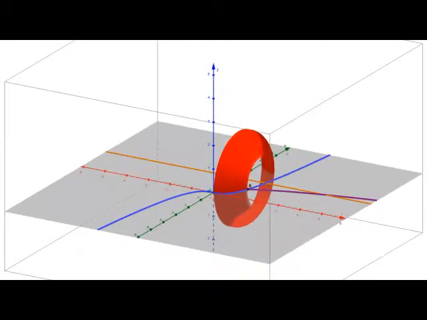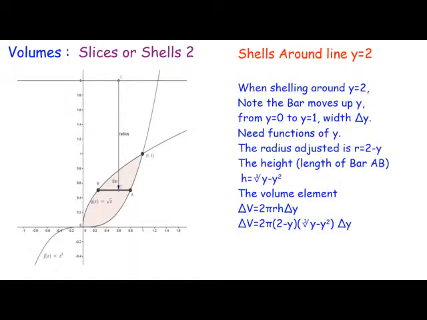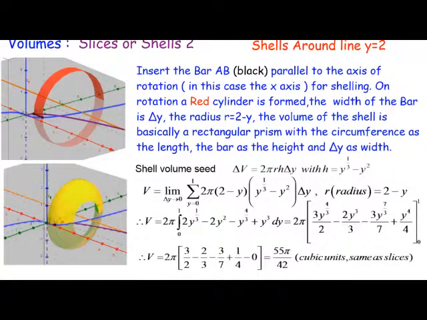Here we go. Okay, so let's have a look at the maths of this. Here you can see this is the shell around the line y equals 2. That means now with shells, as you know, the volume element is 2 pi r h delta y in this case, because we are moving the shell up the y-axis. It's around that line y equals 2.